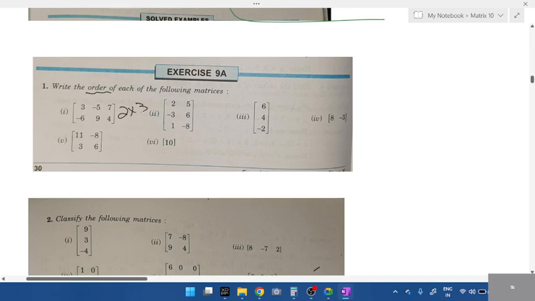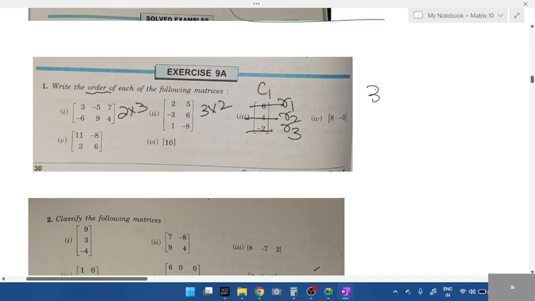Yeah, 2 into 3. Next one. How many rows are there? 3 by 2, right? Next, count the number of rows. Rows are flat lines. 1, 2, 3. How many rows are there? R1, R2, R3. And how many columns are there? One column. So it is 3.